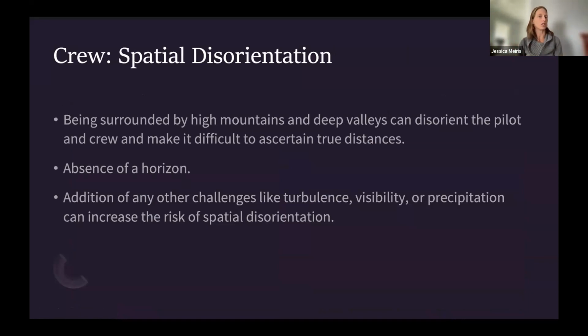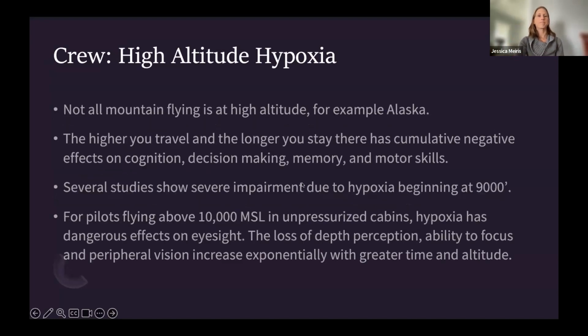Moving more towards some physiological stuff. Spatial disorientation is a huge concern when you're operating in mountain environments and in valleys. It's much easier to get disoriented. Your distance references are changing. We no longer have a distinct horizon. And so take those challenges and add anything else that you might be dealing with: tough decision-making, turbulence or wind, low visibility, precipitation on the windshield, whether it be snow or rain, can all increase that risk of spatial disorientation.